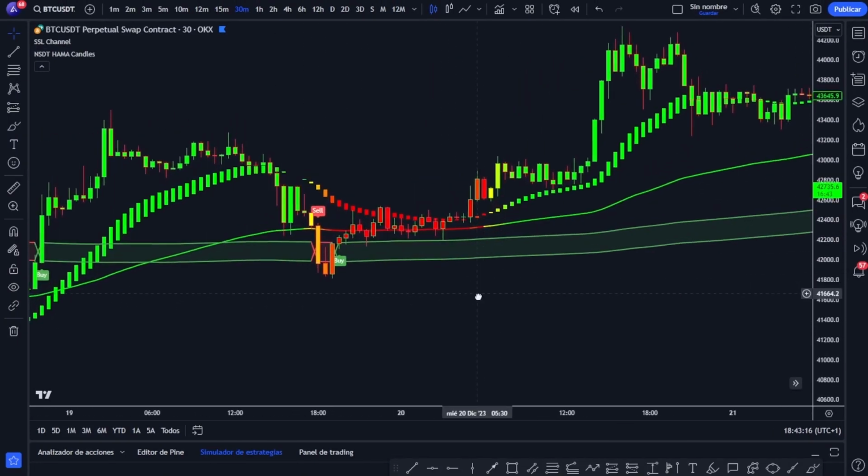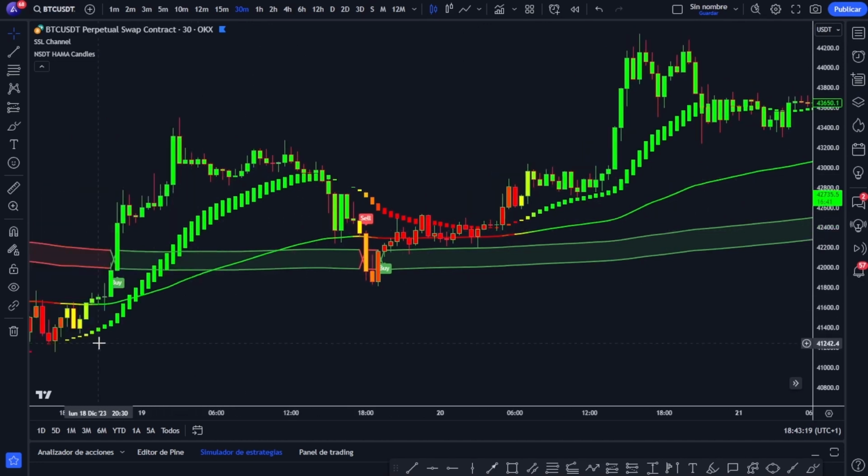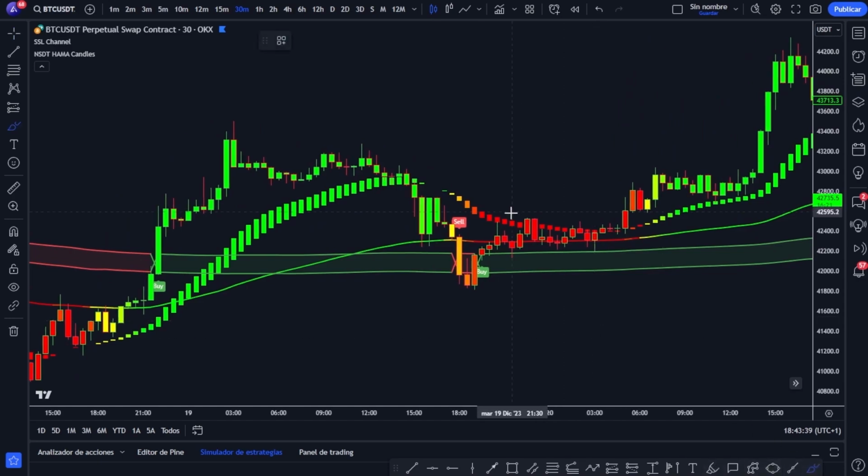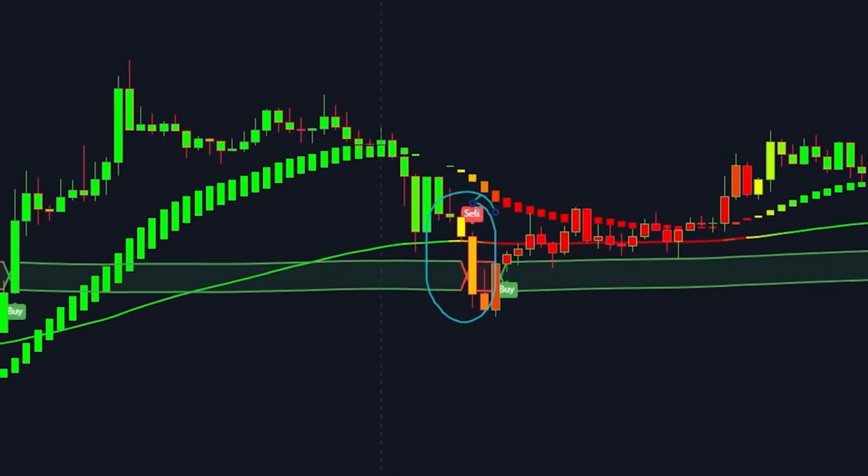Another option that the candles give us is that they color the bars in different tones, depending on the strength of the movement. As you can see, we have from bright green, which increases in intensity, to, for the negative ones, yellow, orange, stronger orange, until reaching intense red. This is very important because it will help us filter those false signals.